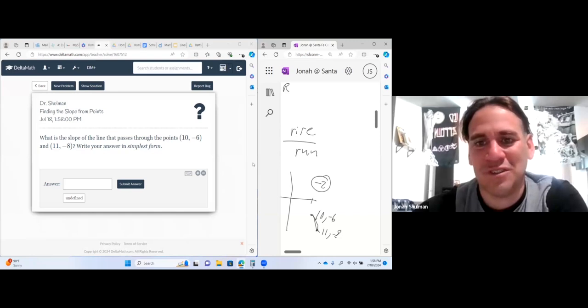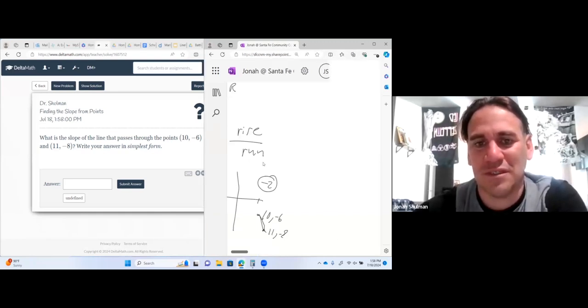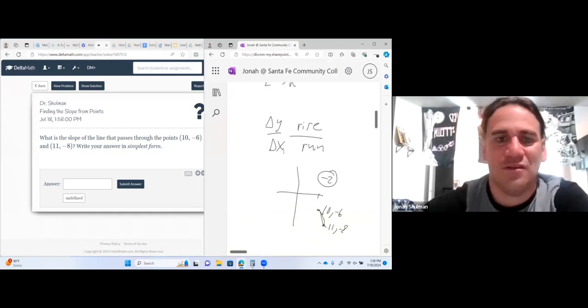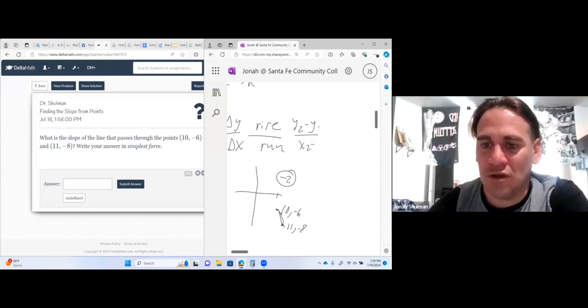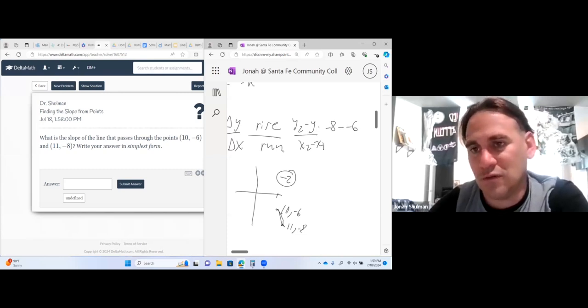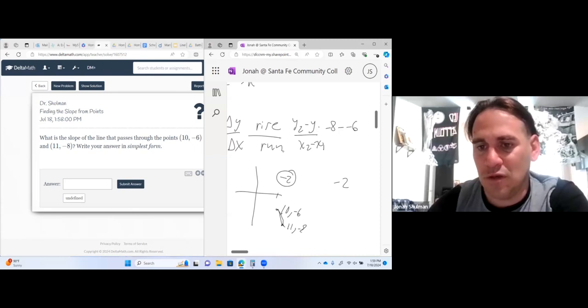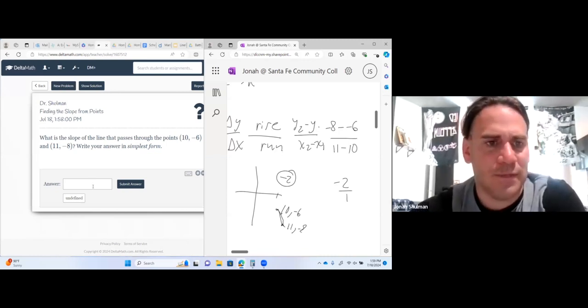We can use the points. They want you to use the points. I think I just need more space on this. All right, let's get into it. Change in y over change in x is your rise over run. So it's y2 minus y1 over x2 minus x1. Your y2 is -8, your y1 is -6. That's why I know it's going to be -2 on top. Your x2 is 11, your x1 is 10. 11 minus 10 is 1. That's why it's a -2 slope.